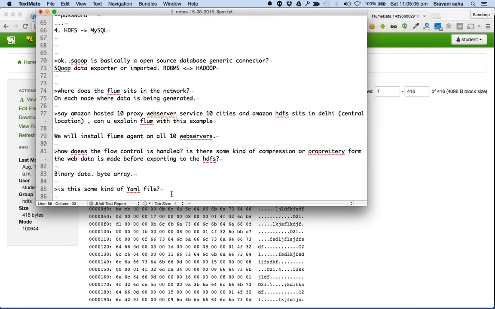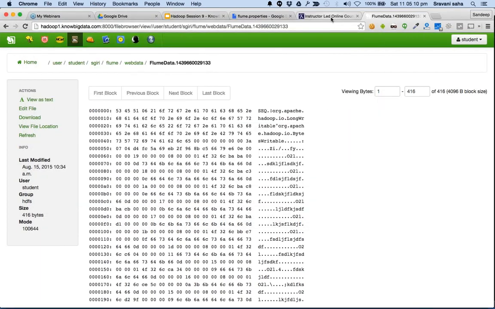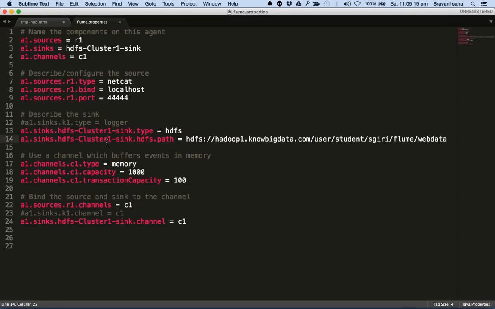Damodaran's question is, is this some kind of YAML file? It's not YAML really, but it's basically a very simple config file. Config meaning it's basically key value pairs. Most Java property files and Java configurations are in key equals value format. In the case of YAML, the configuration can be hierarchical, in which you separate out the blocks by tabs. You define your blocks based on the tabs.